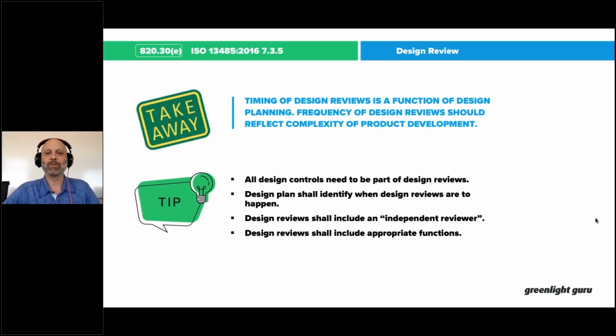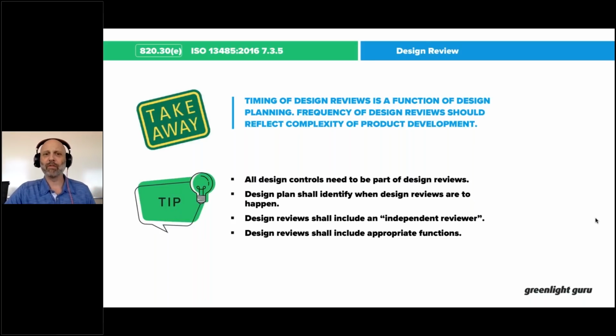Now, let me hit on a couple of thou shalt absolutely do's as part of the design review process. One thing is that all design control information that you're documenting throughout the design and development process must be part of design review at some point in time. So you need to be able to show and demonstrate traceability of all of your design controls being included as part of a design review.